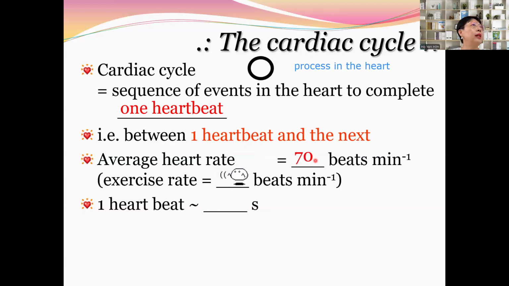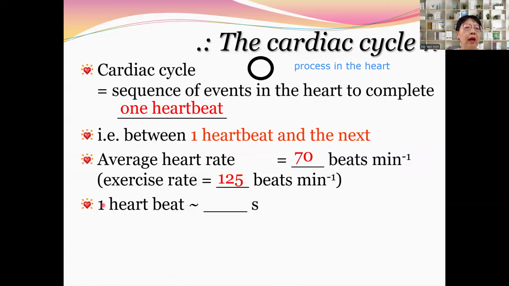Because they have trained their heart enough so that it does not have to work so hard when they exercise. So when the heart pumps, they can pump out a lot of blood and therefore they don't have to pump so many times per minute. When you exercise, depending on how strenuous the exercise is, the heart rate can increase, to an average of 125 beats per minute.